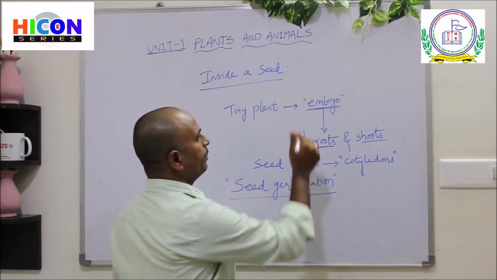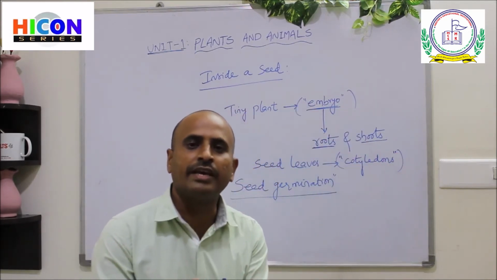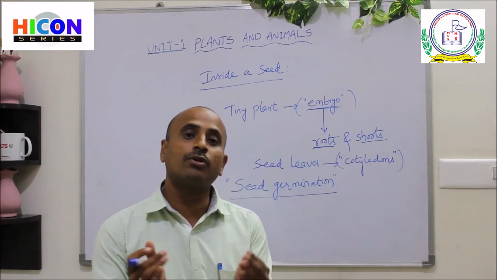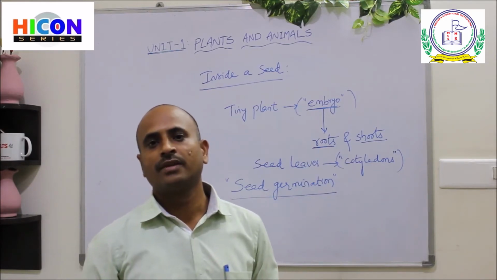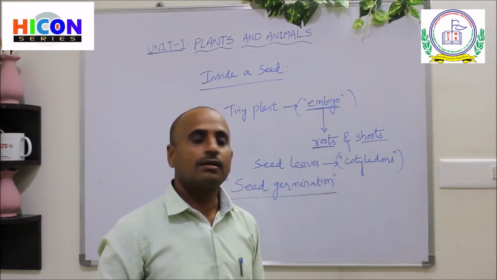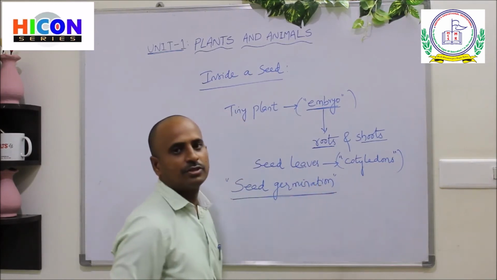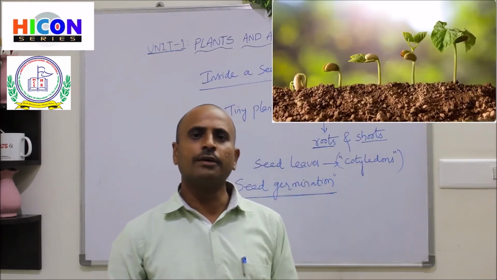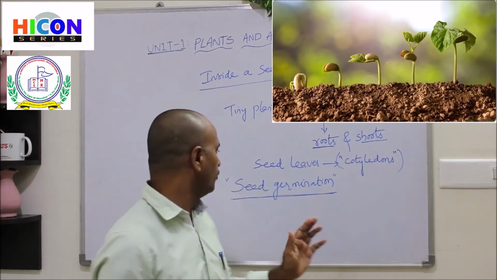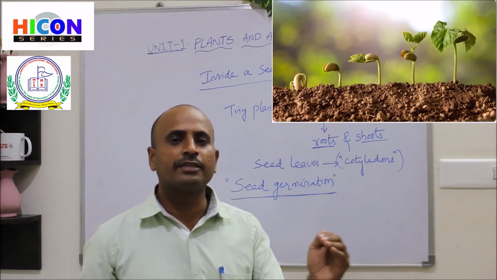Here the embryo and the cotyledons are enclosed in a hard shell. That hard shell is called the seed coat. Already we have learned this. In the picture, the brown colored part is called the seed coat. So this is about seed germination. Look at the picture. In the picture, we are observing the different stages involved in seed germination, how a seed is converted to a small plant.